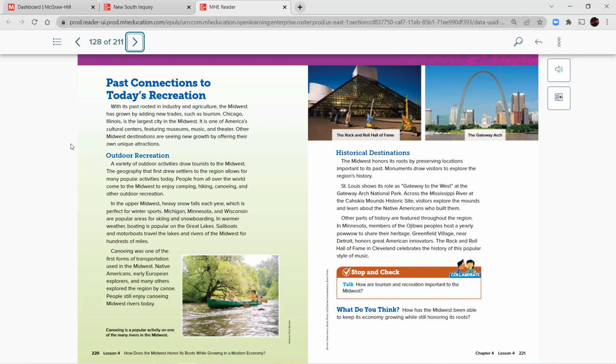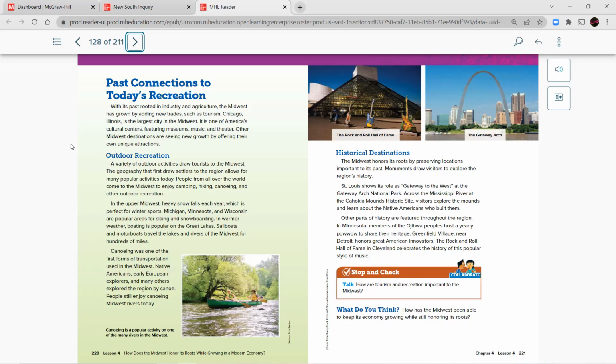Outdoor recreation. A variety of outdoor activities draw tourists to the Midwest. The geography that first drew settlers to the region allows for many popular activities today. People from all over the world come to the Midwest to enjoy camping, hiking, canoeing, and other outdoor recreation. In the upper Midwest, heavy snow falls each year, which is perfect for winter sports. Michigan, Minnesota, and Wisconsin are popular areas for skiing and snowboarding.